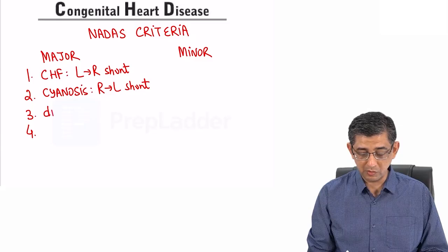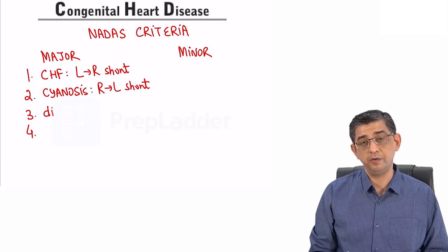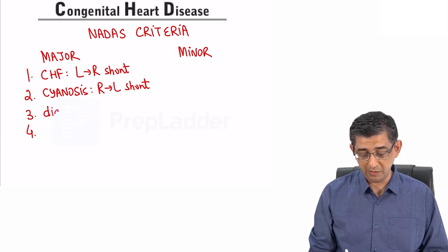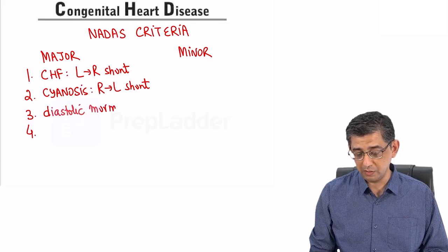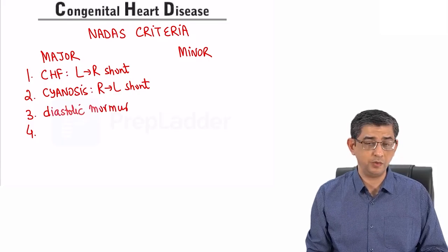Why? Because whenever there's going to be any shunting of blood from any chamber to any chamber, there can definitely be a murmur created. You will notice that in the textbook, diastolic murmur is given above systolic murmur. I'll tell the reason for that.